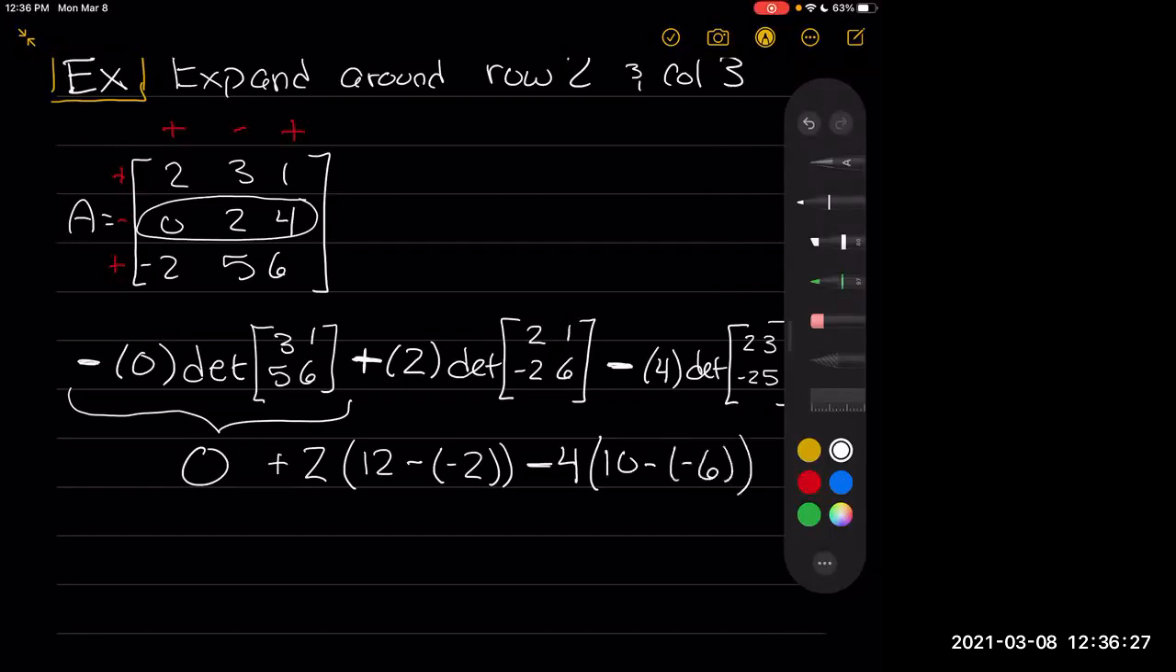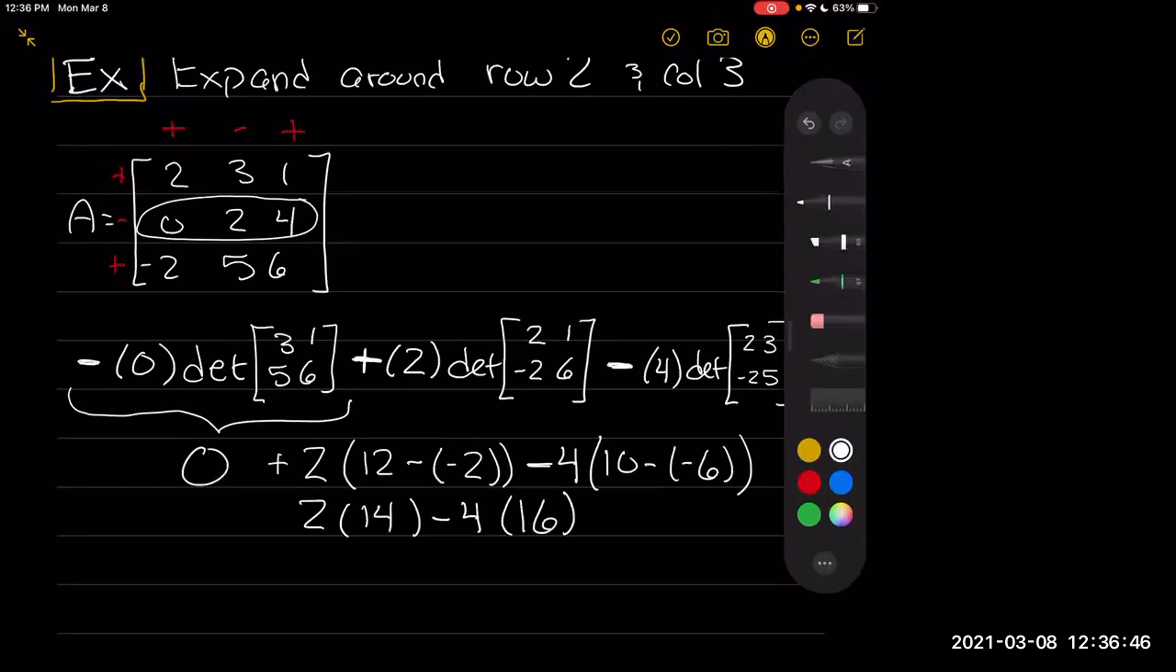Okay, and now evaluating, this becomes a 2 times a 12 minus negative 2 is a plus 2, so 14, minus a 4 times 10 minus negative 6 is actually adding 6, so it's going to be a 16.